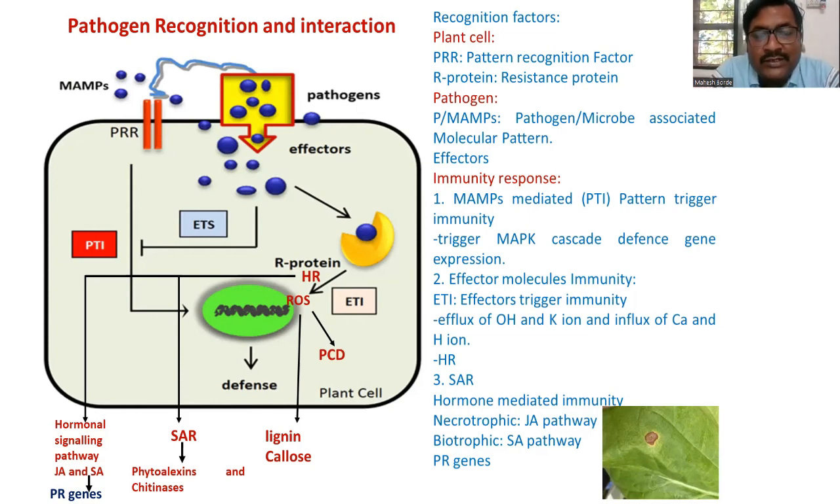When the pathogen enters or lands on the plant cell, it secretes some effectors. So these blue ones are the effectors. And these effectors are sensed, first of all, either by PRR or by the resistance protein.